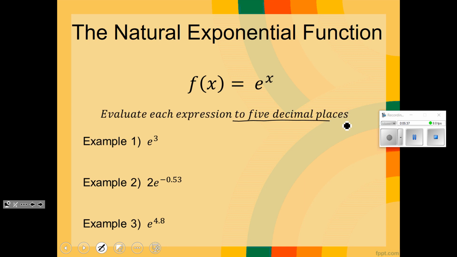And we're going to round it to 5 decimal places, so 20.0855. How about 4? Because the 6 makes the 3 go up.